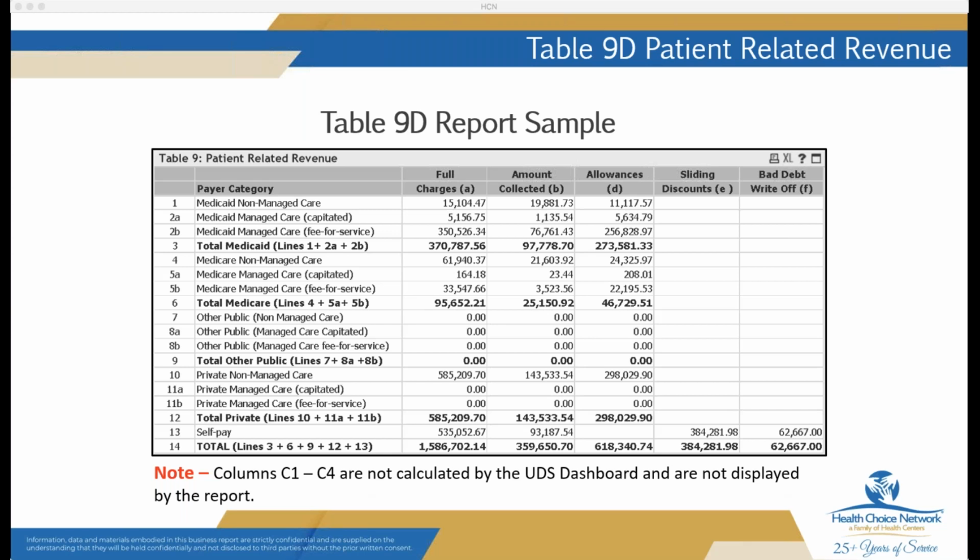And last, column F, bad debt write-off, shows only the total amount of bad debt for the self-pay category. Adjustments will be included in column F if they use an adjustment code identified as a bad debt code on the other page of the UDS report maintenance window. These adjustments must have been posted into a journal date during the reporting period in order to be included.